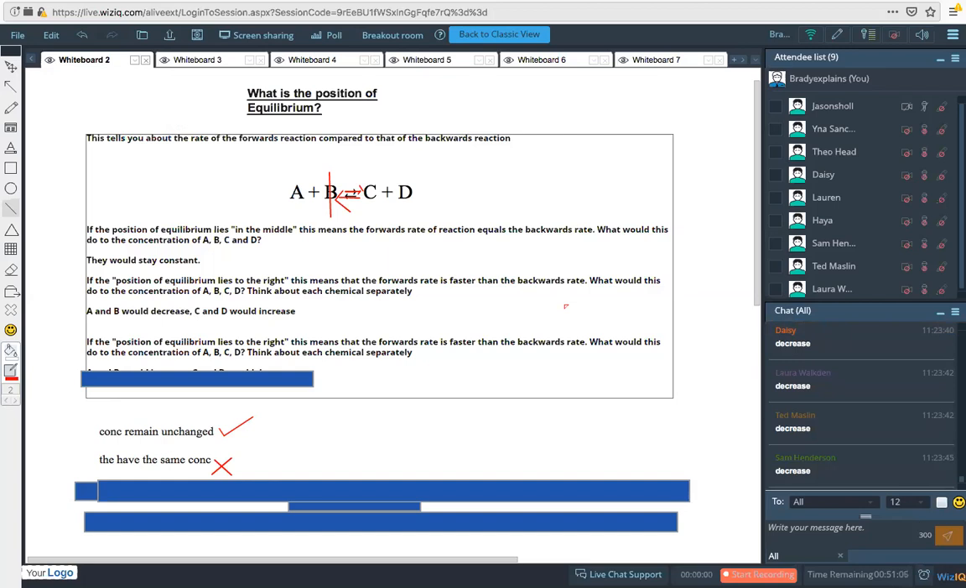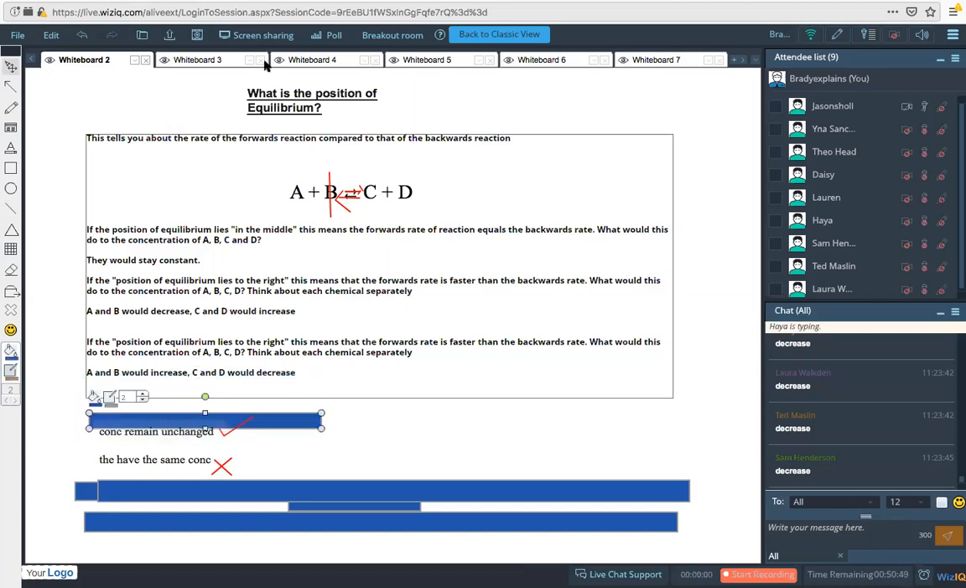And so in industry, we don't usually want to shift the position to the left because that would make less products. Maybe if C and D was toxic, you might want to shift the position to the left to stop it killing everyone. But usually we want to shift it to the right. So here we go, conc A, B, C, and D. We'll do that. So let's go back to our first slide. I think we're ready to understand Le Chatelier's principle.